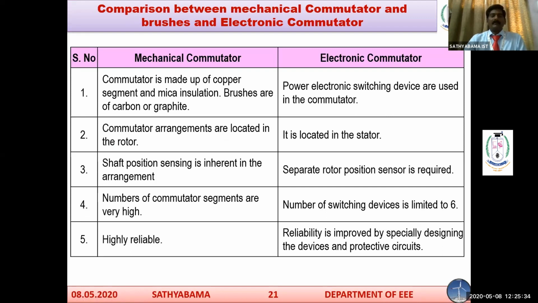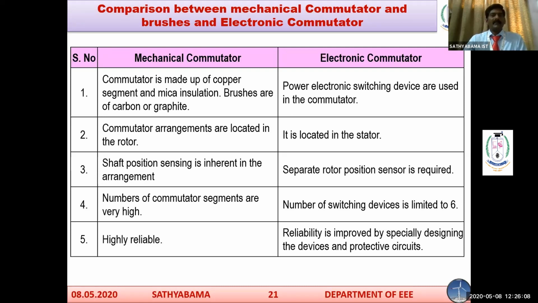Now the comparison between the mechanical commutator and the electronic commutator. The mechanical commutator is made of segments and mica insulation, and brushes are of carbon or graphite. Whereas in the electronic commutator, power electronic switching devices are used. The commutator arrangement is located in the rotor in the case of the mechanical commutator, whereas the electronic commutator is located in the stator.